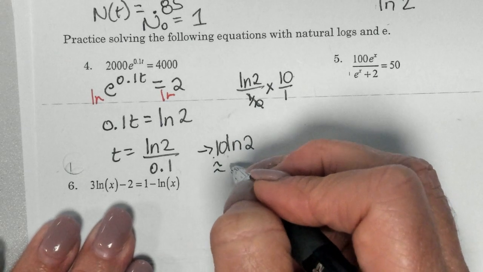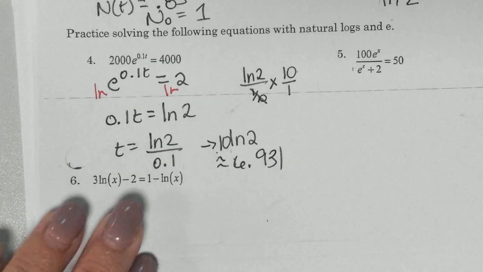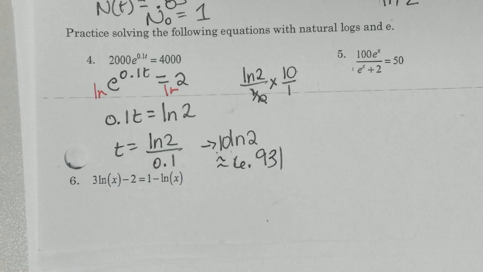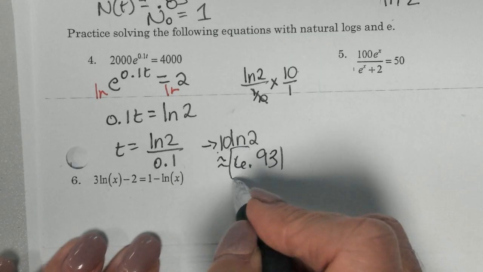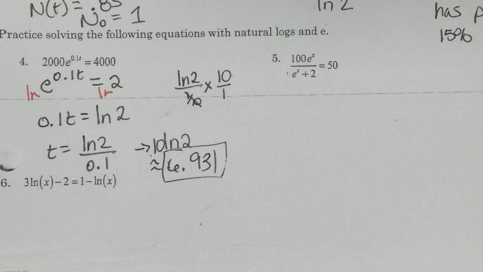6.9. Okay, about 6.9. I'm just going to put 6.931. All right. I want y'all to look at number 5. How would you approach number 5?